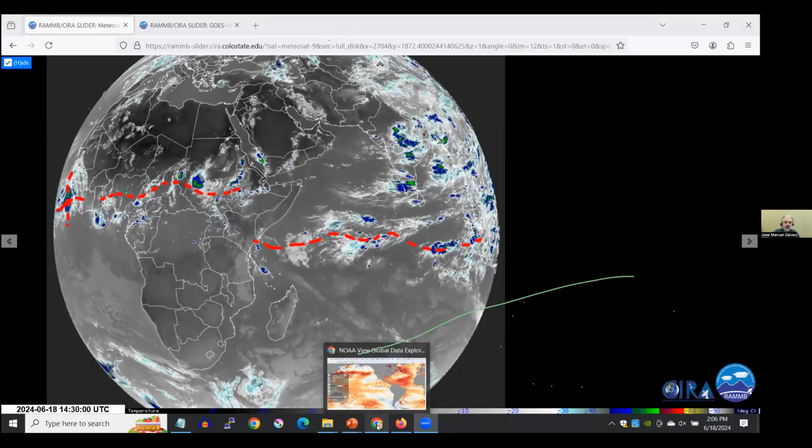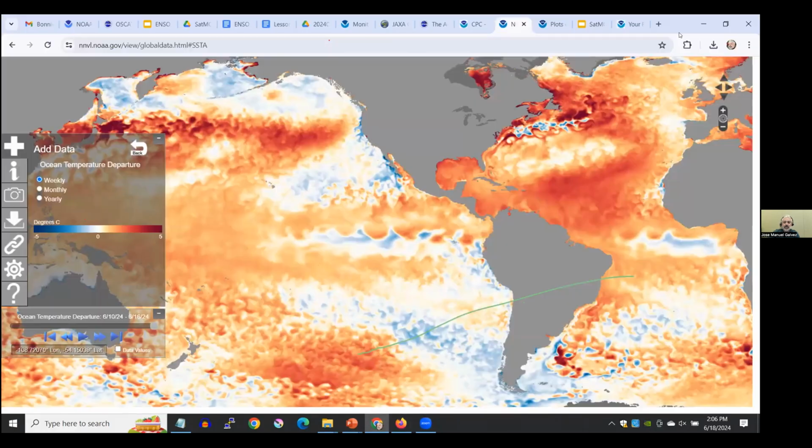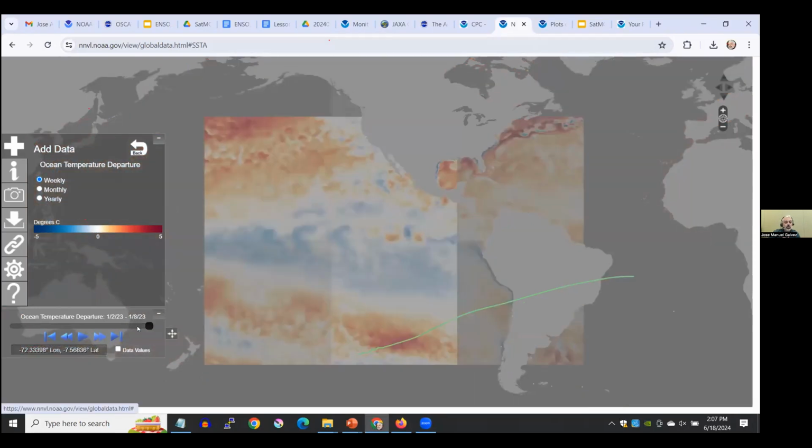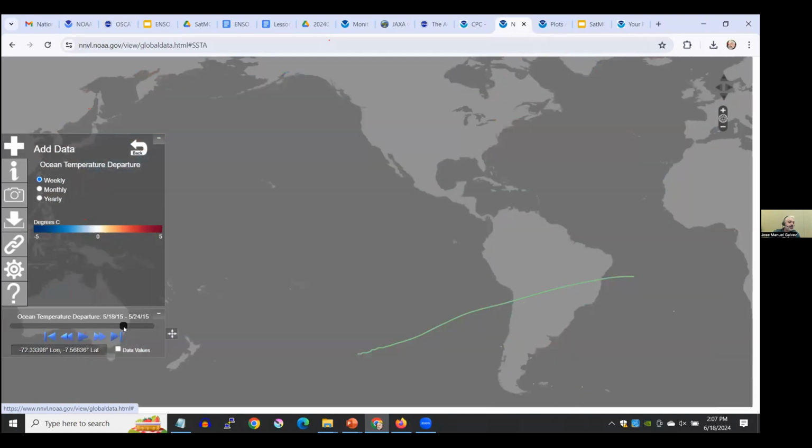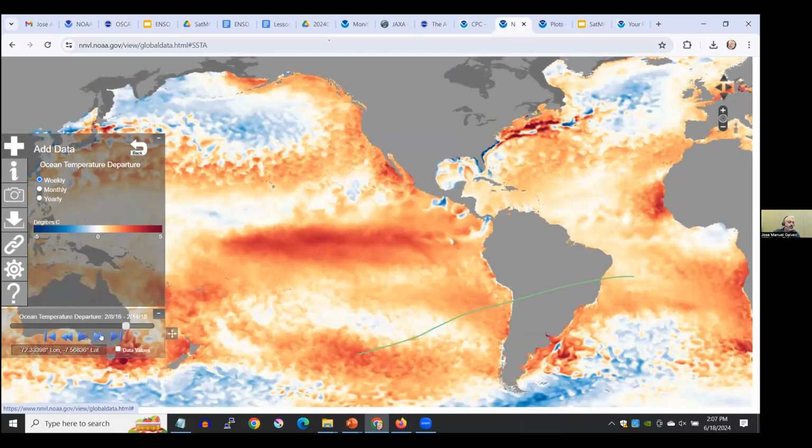Let's go back to the presentation maybe. Before we go to the presentation, I have a page here open. This is one of the many pages available. This is the NOAA NVL, and we'll pass you the presentation after as well, so don't worry about not having the links available. This is a website organized by NOAA to look at different data, and I have it here right now. We're looking at the SST anomalies. Let's go to 2017, because there was a Niño Costero in 2017, right?